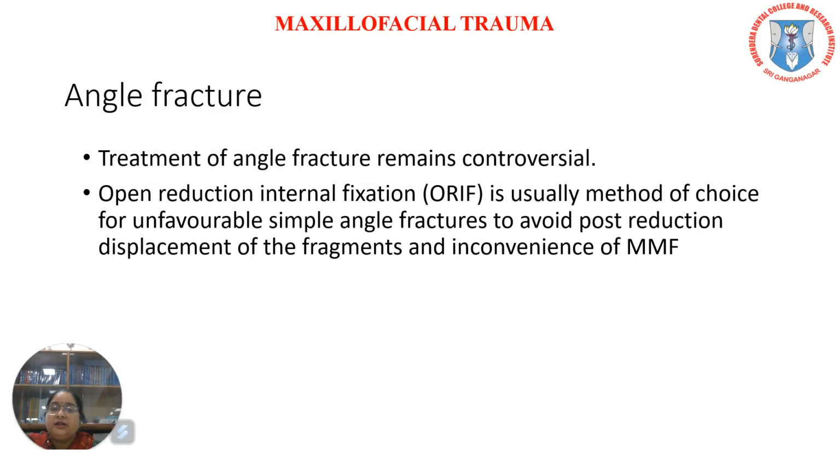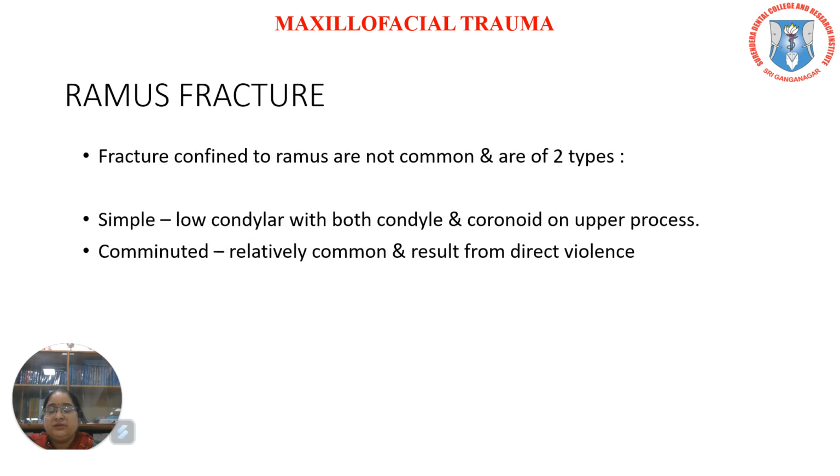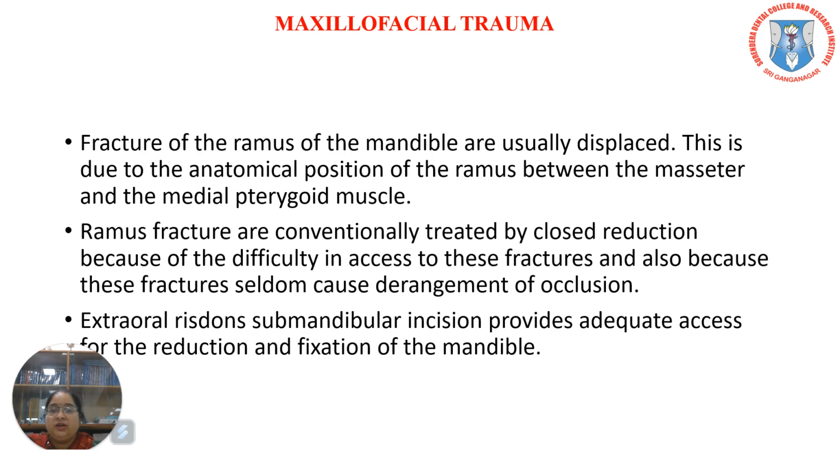For the angle fracture, treatment still remains controversial. Open reduction is usually the method of choice for unfavorable, simple angle fractures to avoid post-reduction displacement of fragments or the inconvenience of intermaxillary fixation. Ramus fractures confined to the ramus are not common but rare, and may be simple or comminuted. Simple, that is, low condylar with both condylar and coronoid processes on the upper part. Comminuted ones are relatively common and result from direct violence.